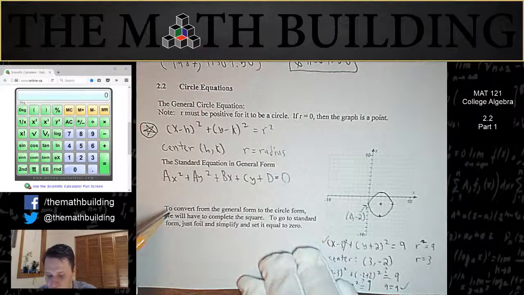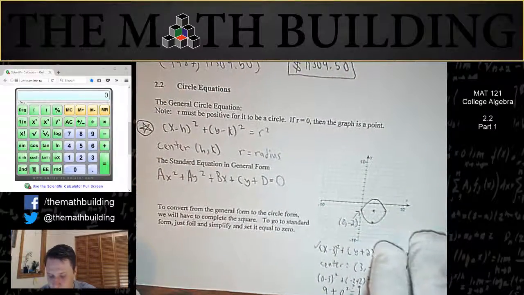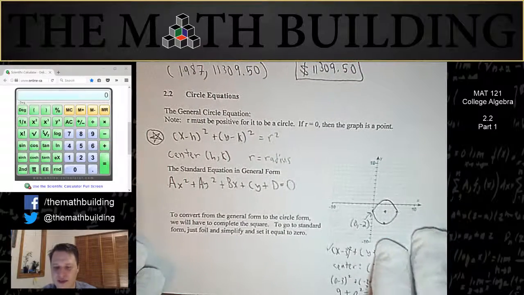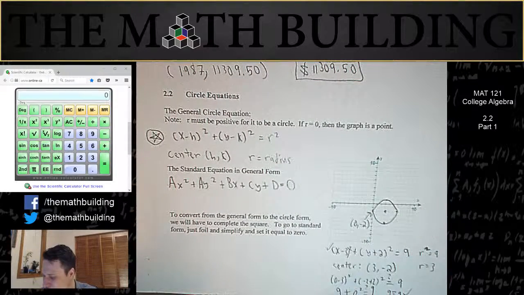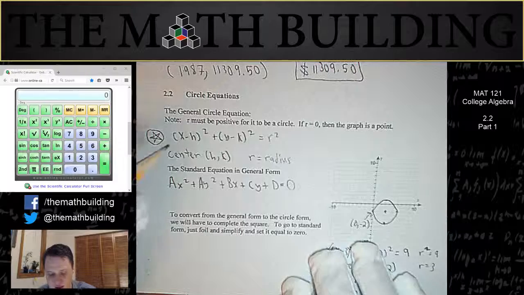So to convert from the standard form to get to the general form, we're going to use a process called completing the square. And it's a little bit tricky the first few times. And so I'm going to show you how to do it in the next part.